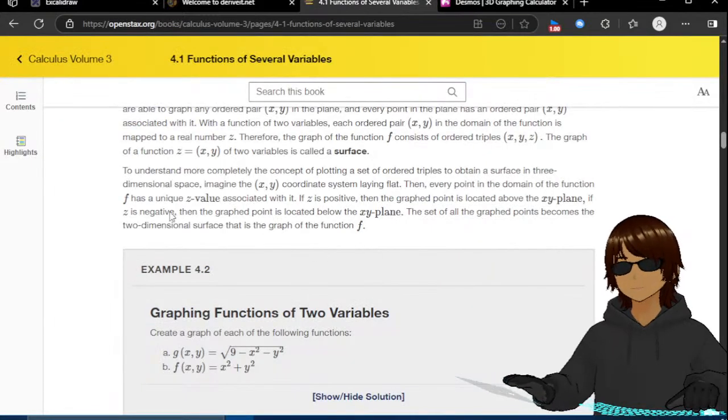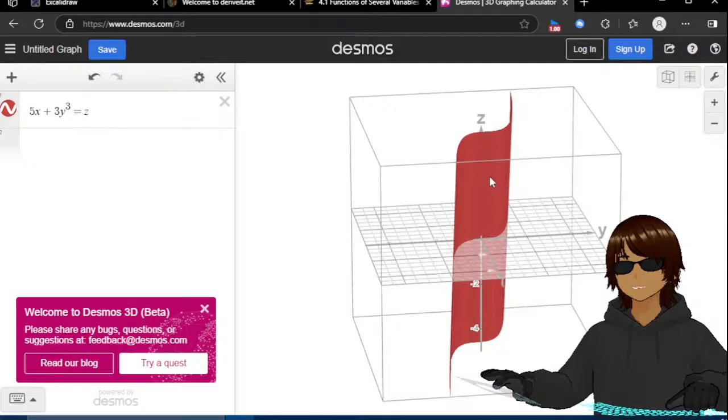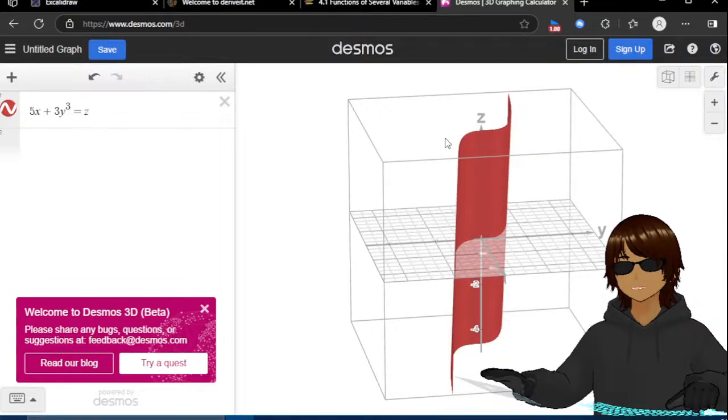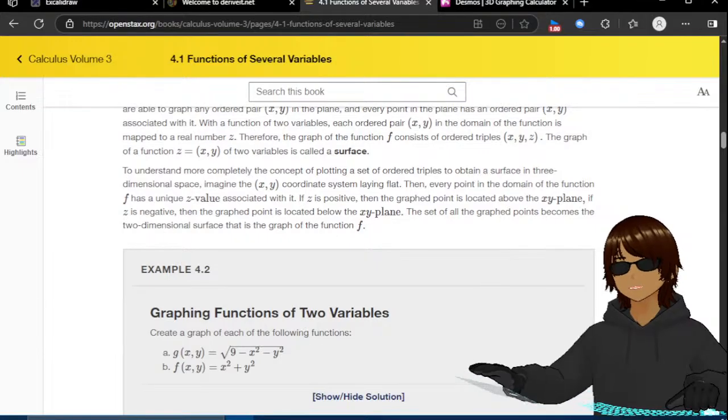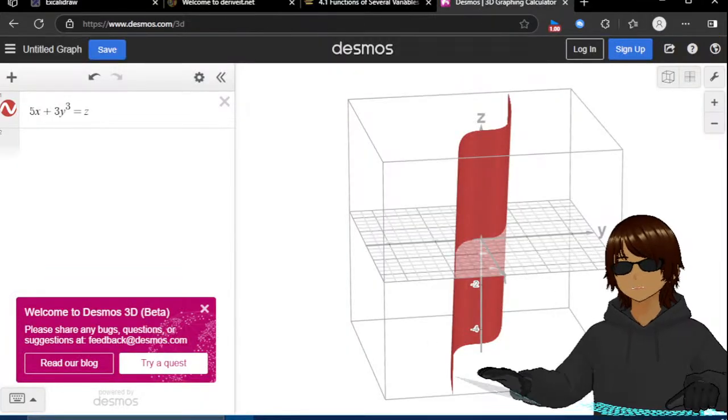So what were they saying? If z is positive, then the graphed point is located above the xy plane. Yeah. If z is a positive value, then it will be above the xy plane. If it's negative, then it will be below. Okay.